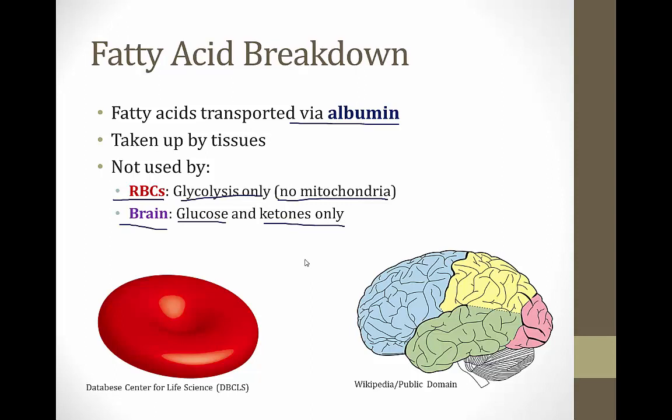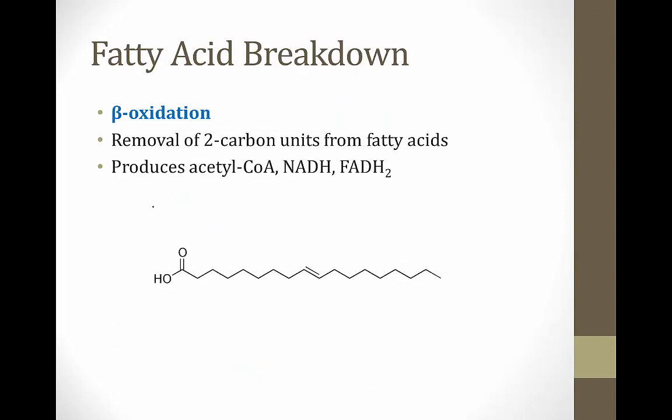It now appears that it is more complex than that. But in any event, evolutionarily, our brain does not have the ability to metabolize fatty acids. Once fatty acids travel via albumin to the tissues where they are going to be used as a source of energy, they are further metabolized by a process called beta oxidation.